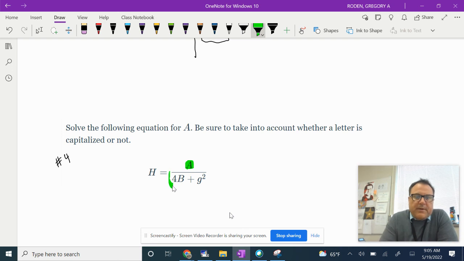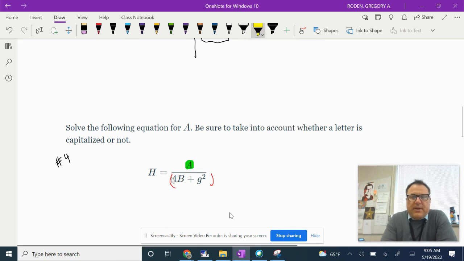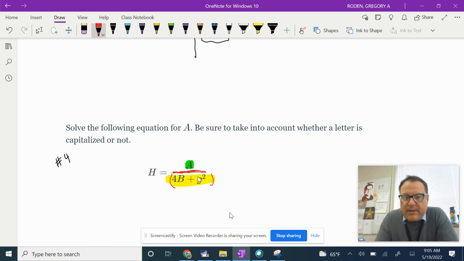Well, all this stuff down here is connected to big A. See all this stuff, 4 capital B plus G squared? That's what's connected. This is one whole kind of package here, right? So this whole thing is connected to big A, and I want to get rid of that whole thing. Now, how do I get rid of dividing by something? Because remember, this big fraction bar means divide. See, I'm taking A and I'm dividing it by everything that's highlighted right there.